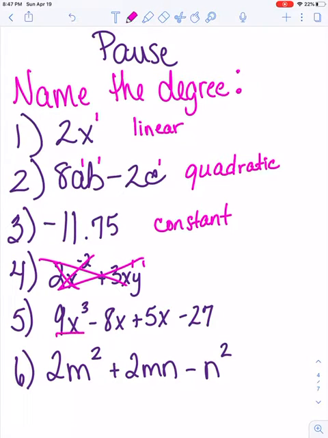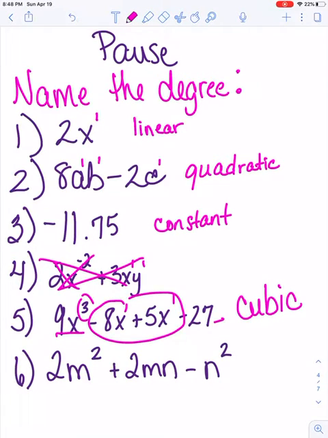All right, and then this next one, it has a degree of 3. This has a degree of 1, 1, none. So this would be a cubic trinomial, because remember we combine those. So it's a cubic trinomial. This has a degree of 2. This has a degree of 2. And this has a degree of 2. All of our terms have a degree of 2. So the highest is 2, making it a quadratic.